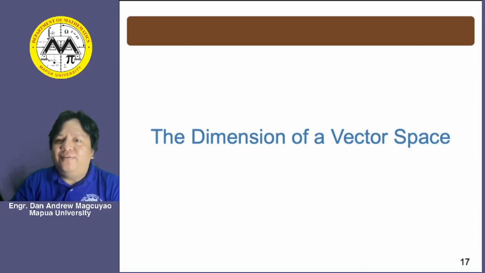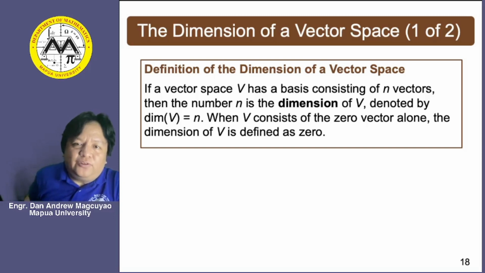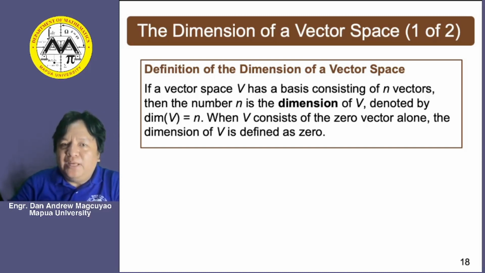The dimension of a vector space. If a vector space V has a basis consisting of n vectors, then the number n is the dimension of V, denoted by dimension of V equal to n. When V consists of the 0 vector alone, the dimension of V is defined as 0. So the dimension of V is the number of vectors in the basis.